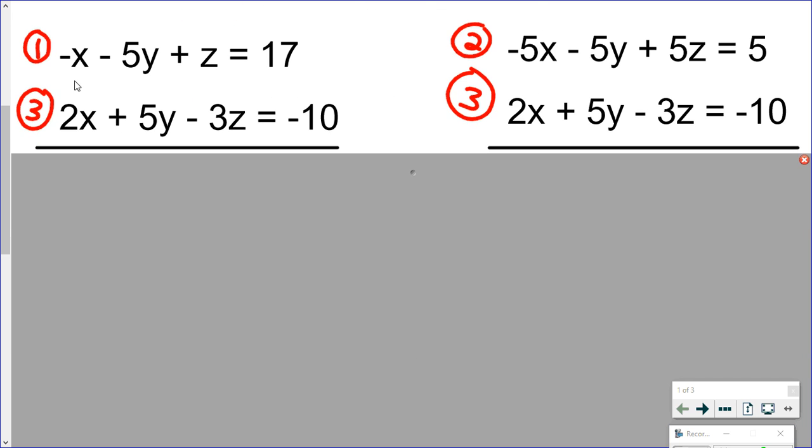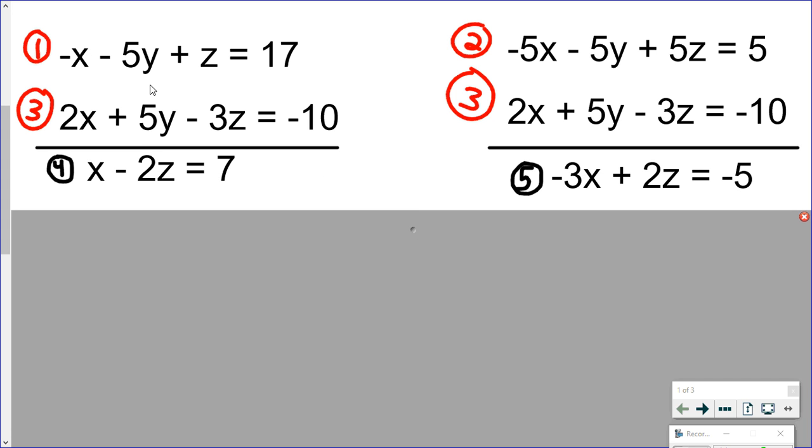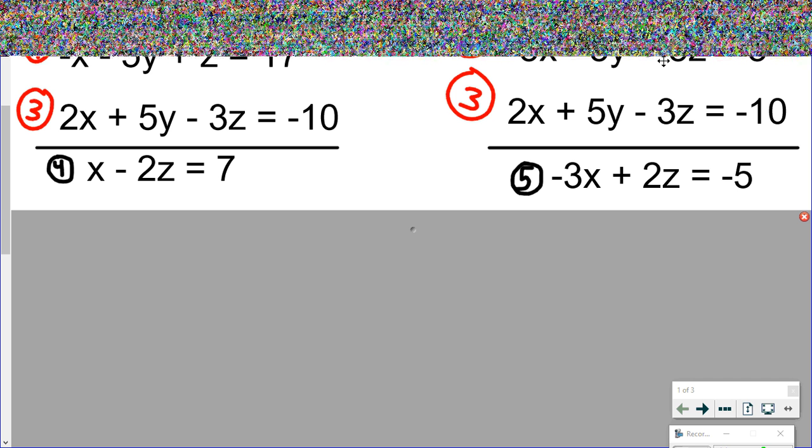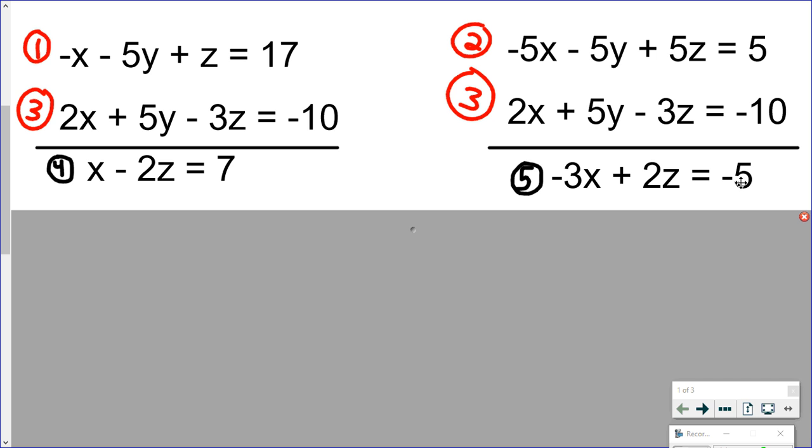Let's use our elimination method and now add. So since one of our variables eliminates, we can add. So negative x plus 2x is x. The y's cancel, and then 1z plus negative 3z is negative 2z, and 17 plus negative 10 is 7. I'm going to do the same with group 2 and 3. Add. Negative 5x plus 2x is negative 3x. The y's cancel. 5z plus negative 3z is 2z. 5 plus negative 10 is negative 5.